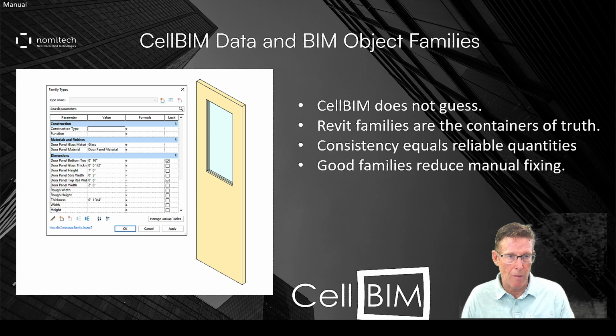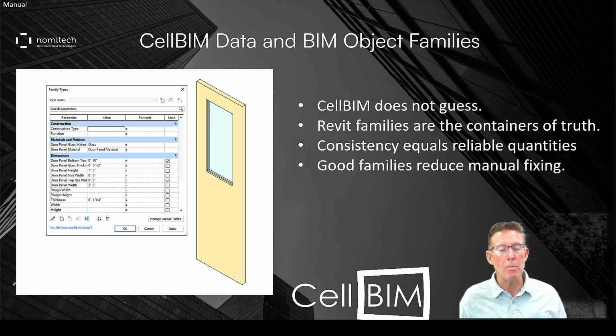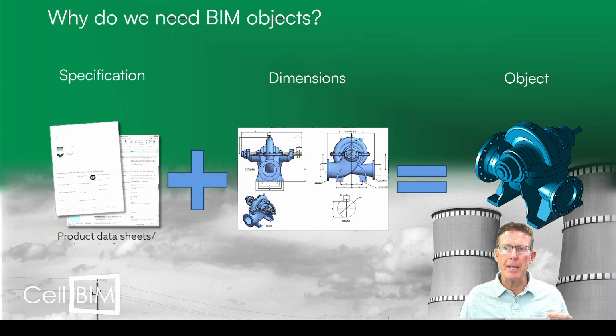So consistency is what creates reliable quantities. CostBIM is only as good as the data that it reads. So always remember that when you're receiving these models. And that comes down to 2D is different to 3D.